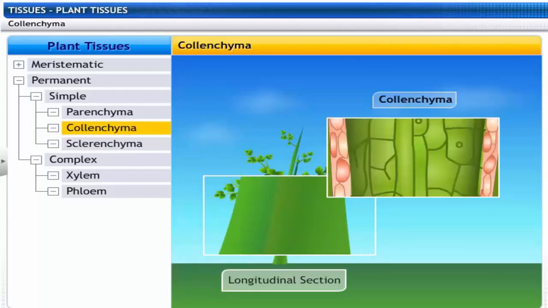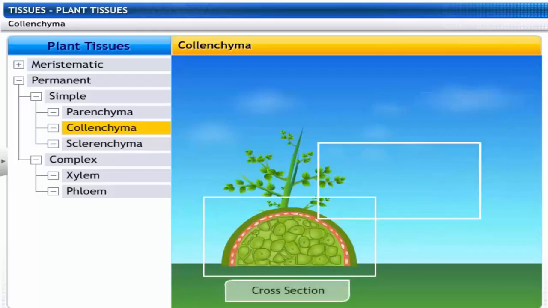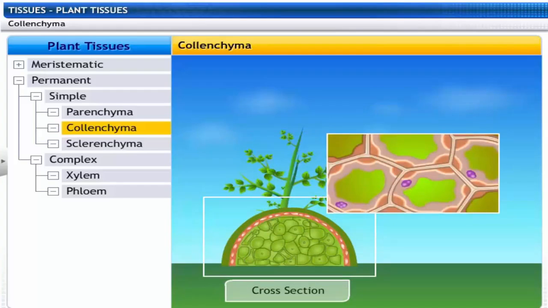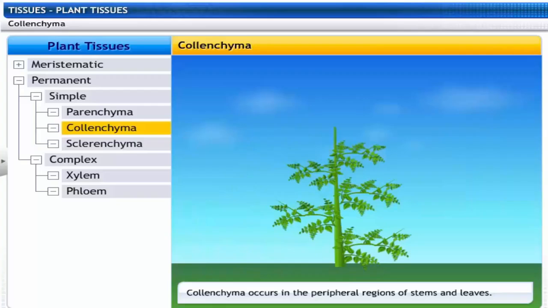Collenchyma are elongated living cells with cell walls made of cellulose and pectin. These cells have little intercellular spaces. They occur in the peripheral regions of stems and leaves. Collenchyma provides mechanical support and flexibility in plants.